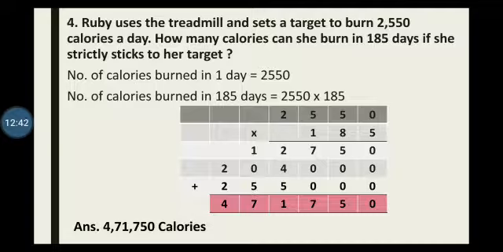Again, we will multiply and tell the answer. We will first multiply the multiplicand by 5, write its answer, then by 80, by writing 0 at the ones place earlier, and then by 100 by writing 2 zeros earlier, and then multiplying it by 1. Then adding all the 3 steps. So Ruby burns 4,71,750 calories in 185 days.